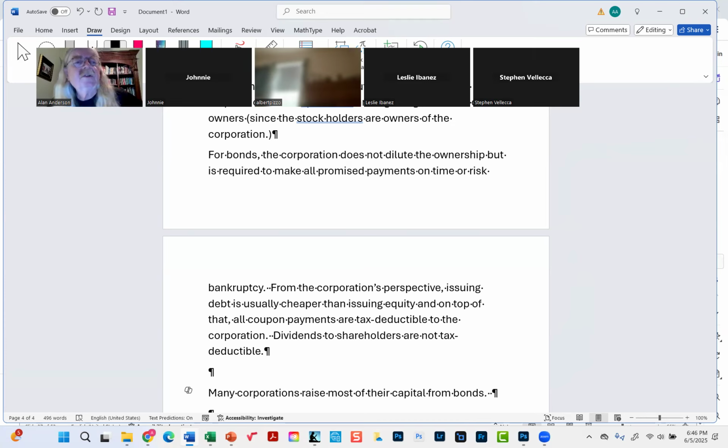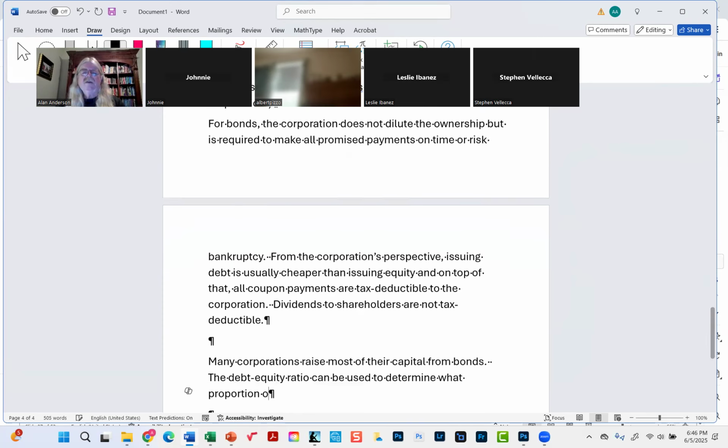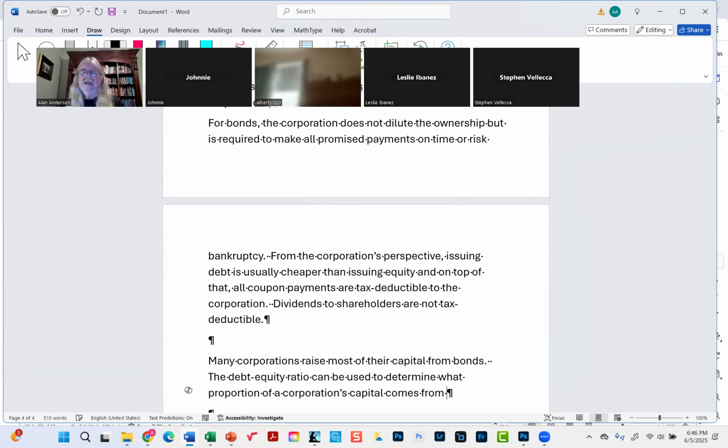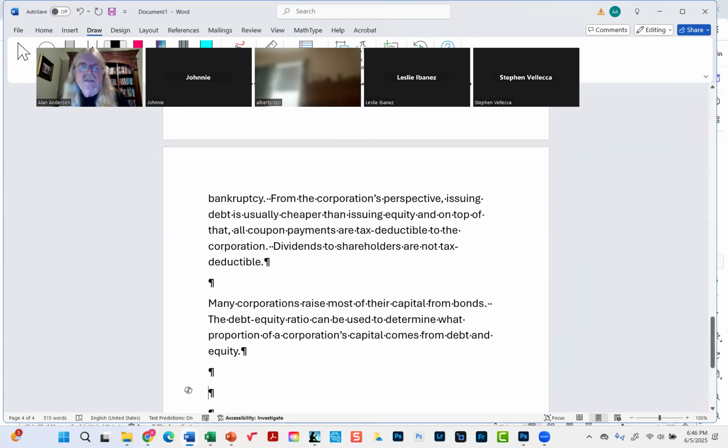And you could look it up. You could go to Yahoo Finance and find out what proportion each corporation has raised their funds from each source. They publish something called the debt to equity ratio, which can be used to determine what proportion of a corporation's capital comes from debt and equity.